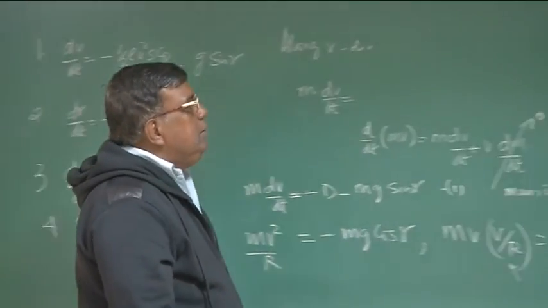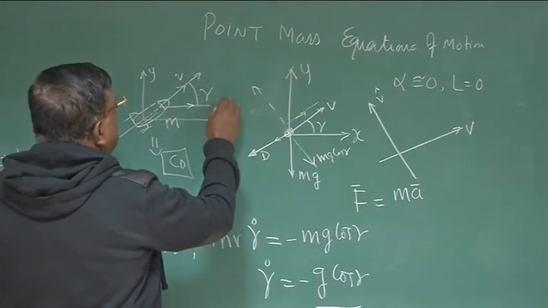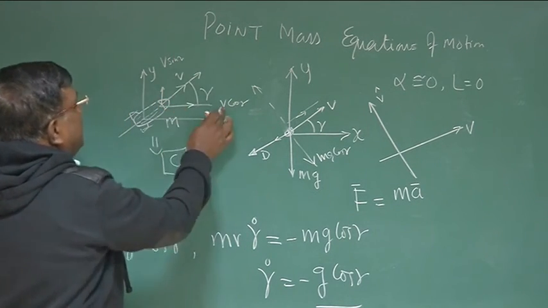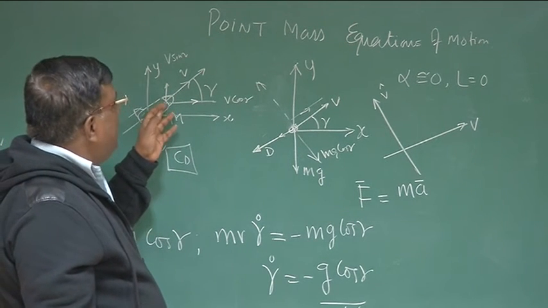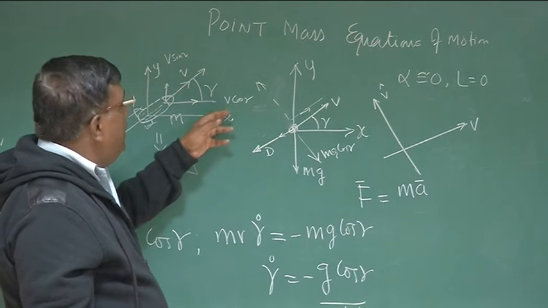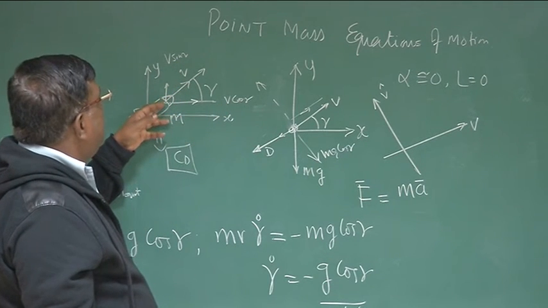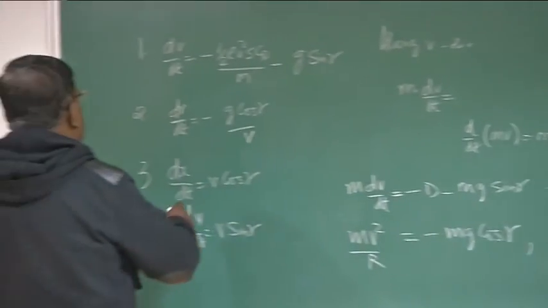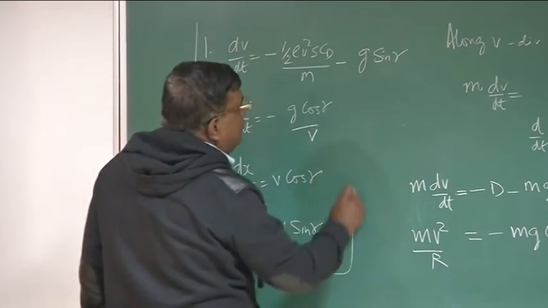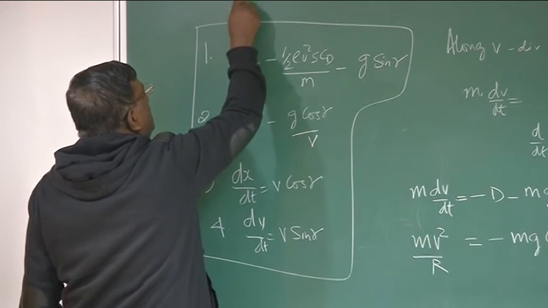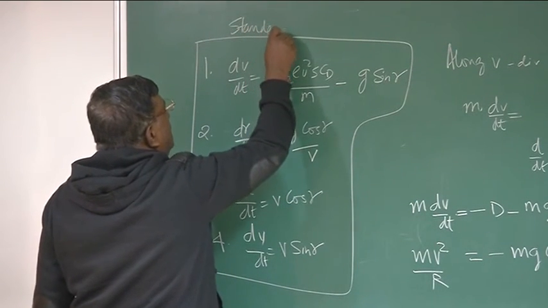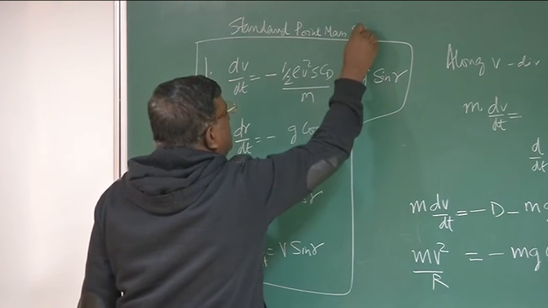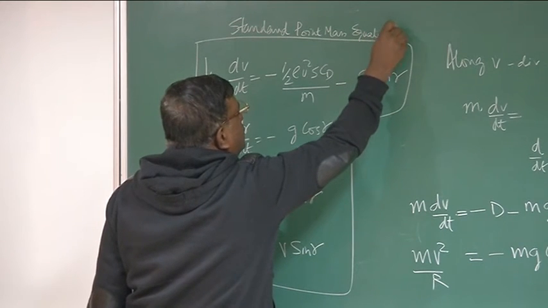Is that clear? Because this is v and this angle is gamma, so this is v cos gamma and this is v sine gamma. What is v cos gamma? It is the rate at which the projectile distance is changing along x, and v sine gamma is the rate at which the distance of the CG is changing along the y direction. Okay. So now you could see that these are the four very standard point mass equations of motion.